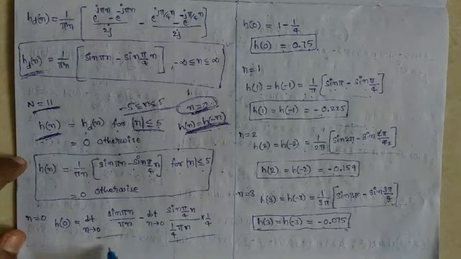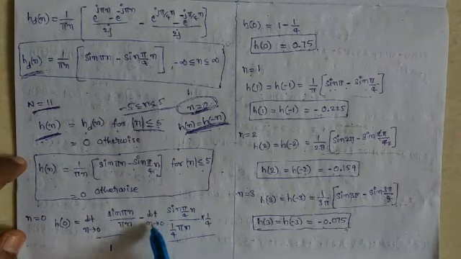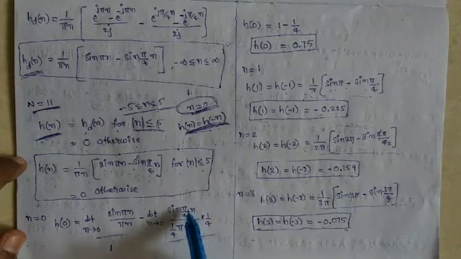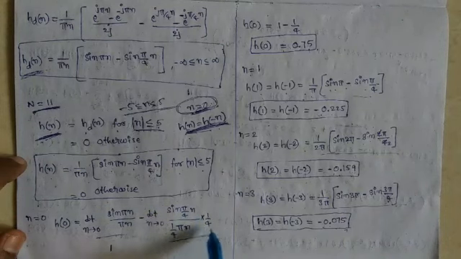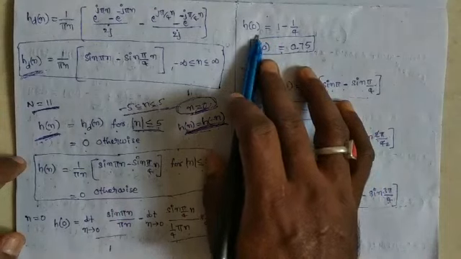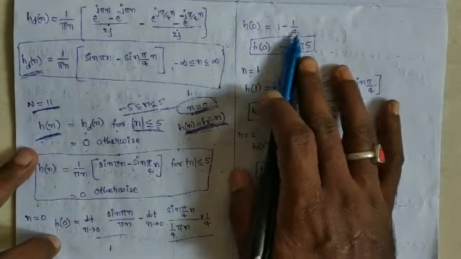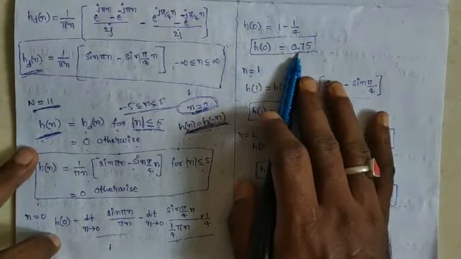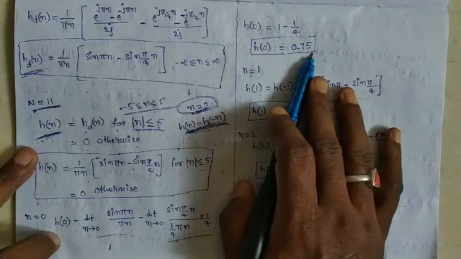Here its value is 1. Similarly, minus, this is of the same form, limit theta tends to 0 of sin theta by theta. Its value is 1. So 1 into 1 by 4. Here h of 0 is equal to 1 minus 1 by 4, which is equal to 0.75.